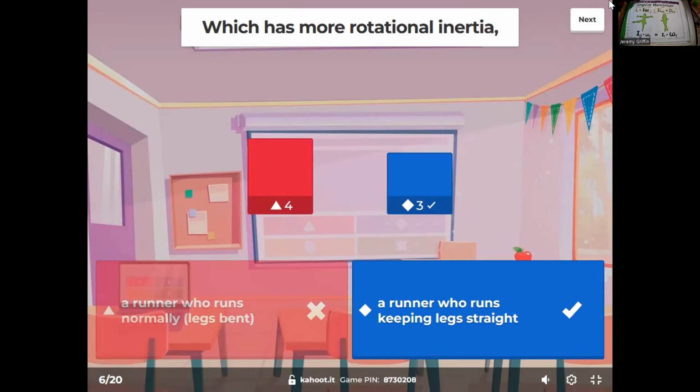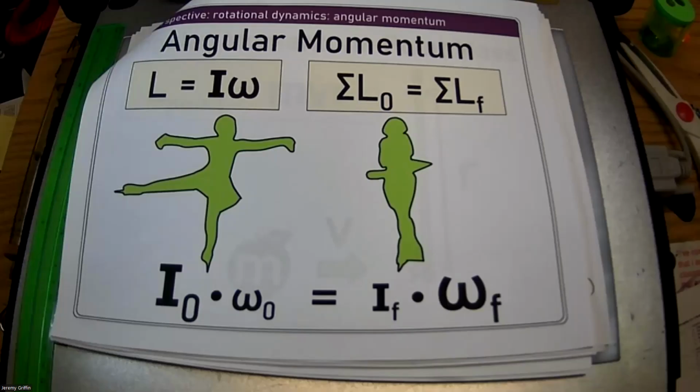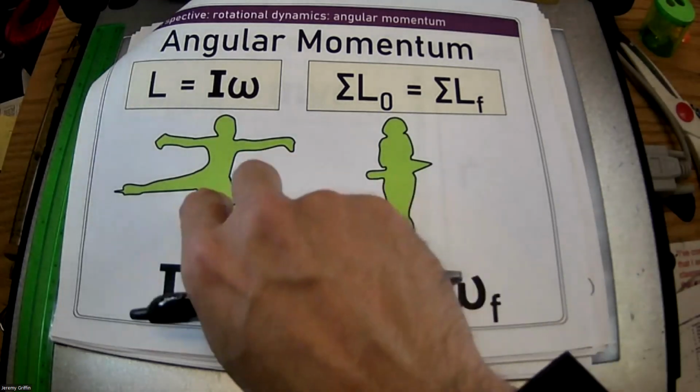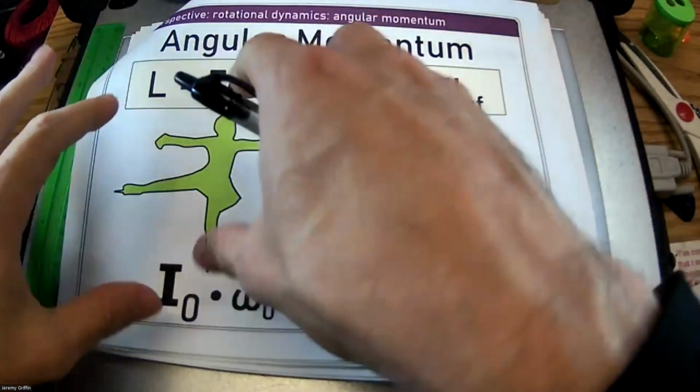Okay, so if you keep your legs straight, wouldn't it be like distributing your mass far out from your center of mass, right? Which would actually be more rotational inertia. It's kind of like this right here. So here's like running with your legs straight. It's like pushing your mass as far away from you as you can.